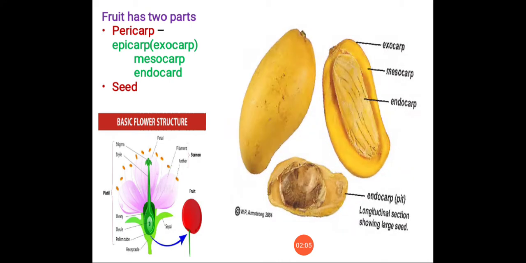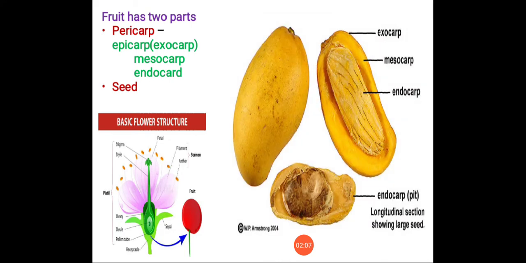The epicarp or exocarp is the outer skin that protects the inner parts of the fruit. Mesocarp is the fleshy middle part that is usually eaten. The endocarp is the innermost part that protects the seed. It is often hard, stony or papery.